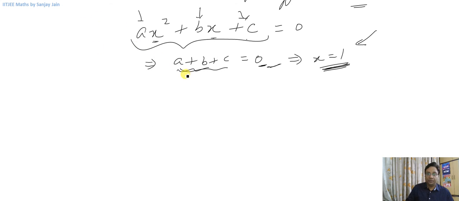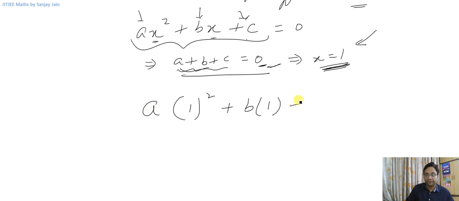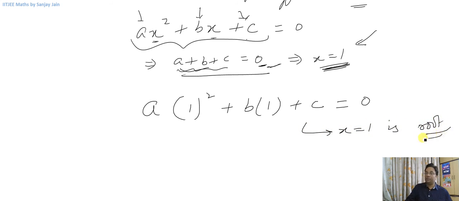If the sum of coefficients is equal to 0, what does it mean? If I put x equal to 1, it makes this equation 0, that is a plus b plus c equal to 0. What can I say about x equal to 1? That it is a root of this equation, right? Now if you ever notice that the sum of coefficients in a quadratic equation is equal to 0, then you can deduce that x equal to 1 is one of the roots, right?